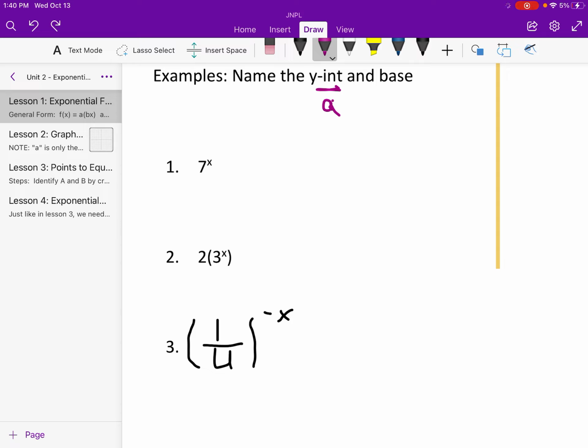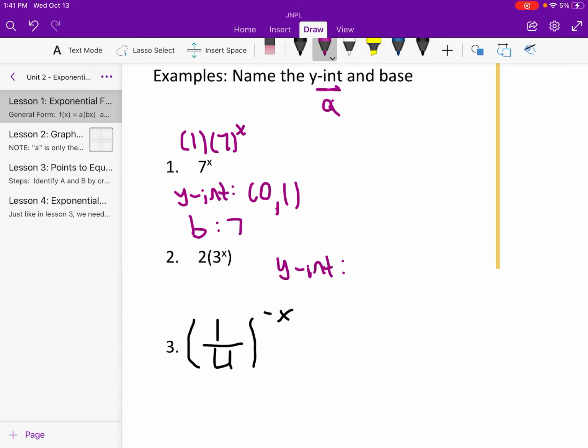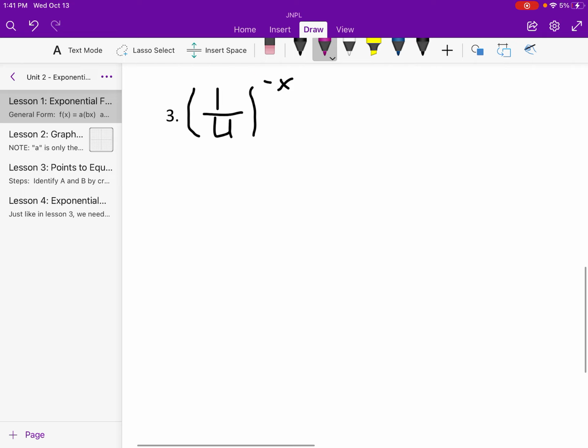Since we only see 7 there, not two numbers, it's really 1 times 7 to the x. The first number is the y-intercept. So the y-intercept is 0, 1 because of that 1. And then the base is 7. That's simple. Okay, the next one, the y-intercept is 0, 2, and the base is 3. And those are both growth ones, because 3 and 7 are greater than 1.